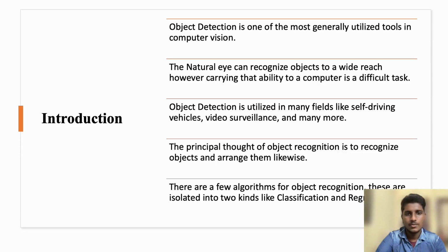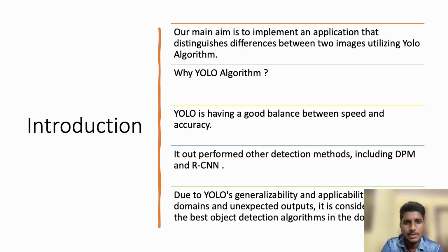Object detection is one of the most generally utilized tools in computer vision. The natural eye can recognize objects to a wide reach. However, carrying that ability to a computer is a difficult task. Object detection is utilized in many fields like self-driving vehicles, video surveillance, and many more. The principal thought of object recognition is to recognize objects and arrange them accordingly. There are few algorithms for object recognition. These are isolated into two kinds, mainly classification and regression. Our main aim is to implement an application that distinguishes differences between two images utilizing Yolo algorithm.